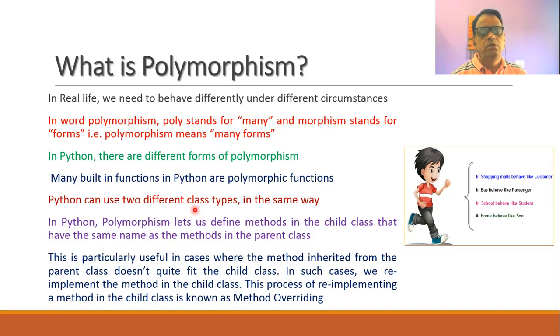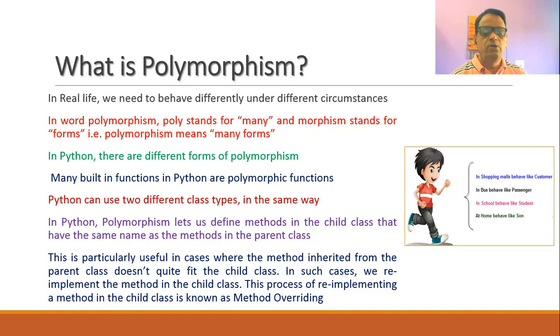Python can use two different class types in the same way. So this is also a type of polymorphism. In Python, polymorphism allows us to define methods in the child class that have the same name as the methods in the parent class. So one method available in the parent class and another method in the child class can have the same name, and still their content can be different.